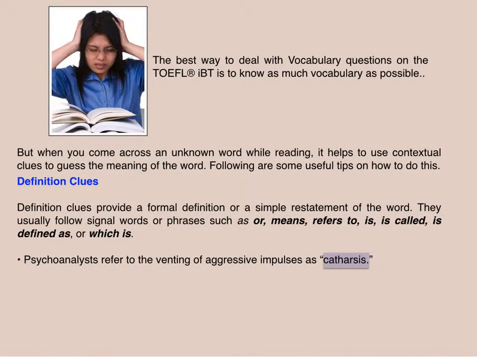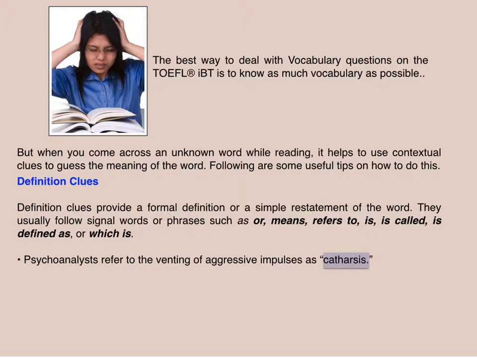The best way to deal with vocabulary questions on the TOEFL iBT is to know as much vocabulary as possible. But when you come across an unknown word while reading, it helps to use contextual clues to guess the meaning of the word. Following are some useful tips on how to do this. Definition clues.